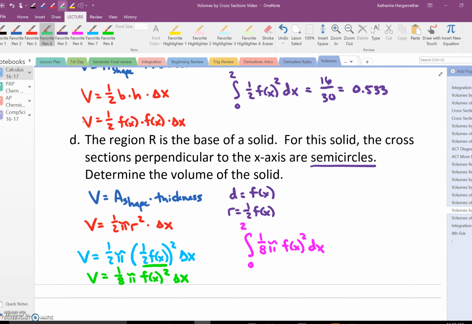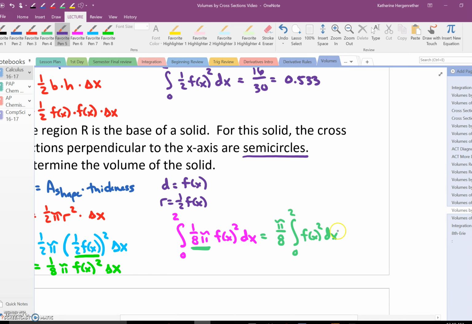We talked about it may be a little easier, especially if you have to work these by hand. This is just a number. This can be brought out front, so this is the same integral. So if I bring out the 1/8 pi, I write it as pi over 8, integral from 0 to 2 of f of x squared dx. If I go ahead and put that in my calculator, I get 2 pi over 15.